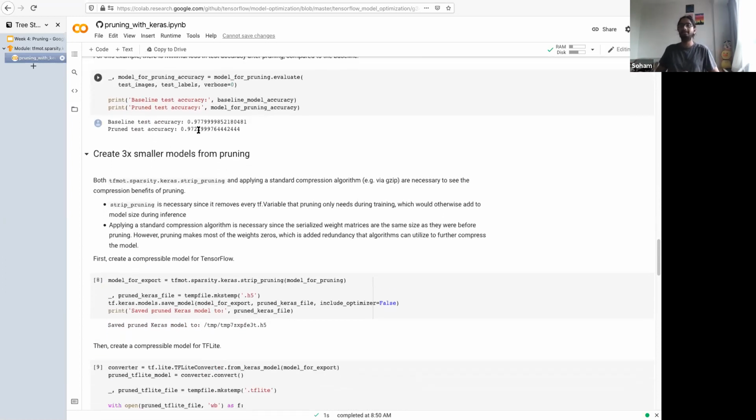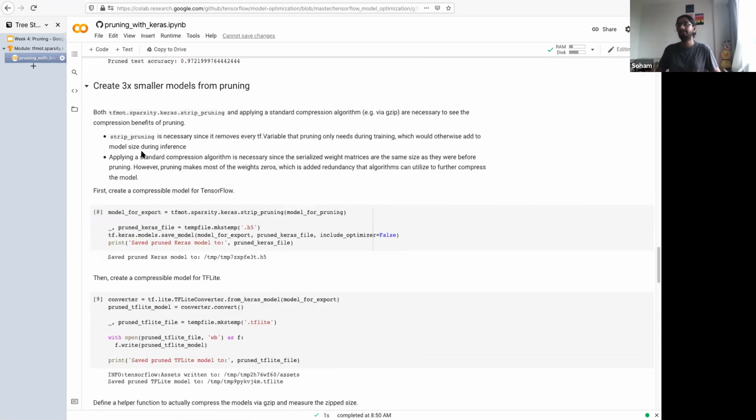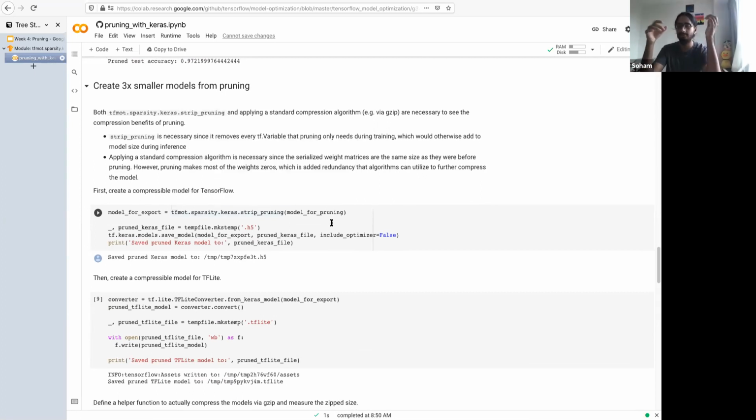So the next step is how do we save our model? Before saving, we have to do something called strip pruning. When TensorFlow starts training a model, it actually saves a lot of internal variables which we don't need. So we have to remove all of those variables. These variables are usually used for training or logging and so on. We can remove them when we save our model because we don't need them. So we strip that and then we save it.